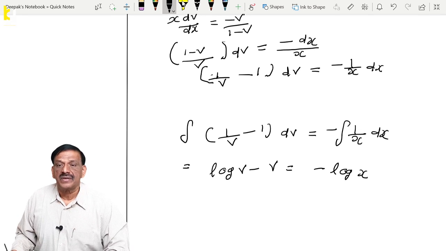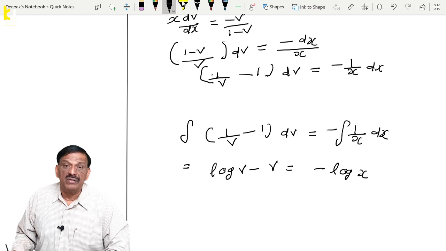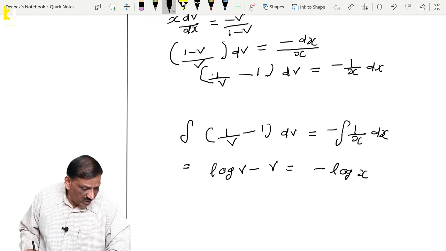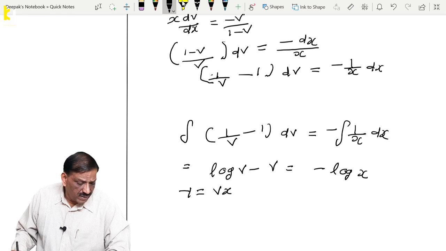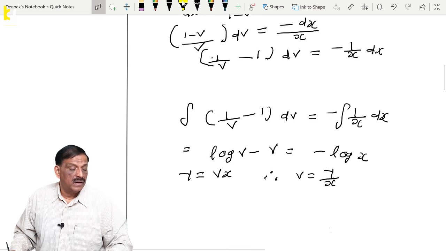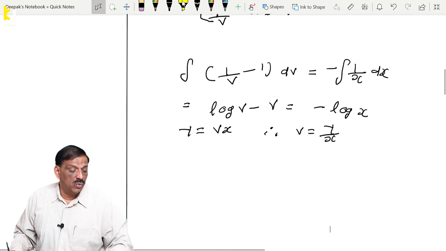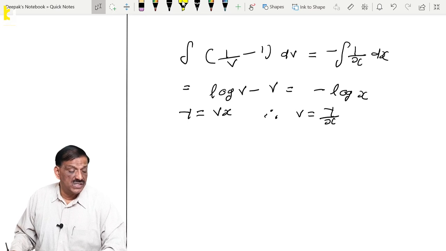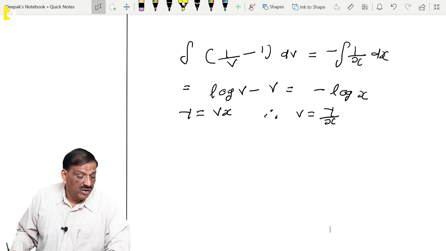Minus log x. We know v is equal to y by x. That is y is equal to vx. That we know. Y is equal to vx. Therefore, v is equal to y by x. We know y is equal to vx. Therefore, v is equal to y by x. Substitute this value of v in the above equation.